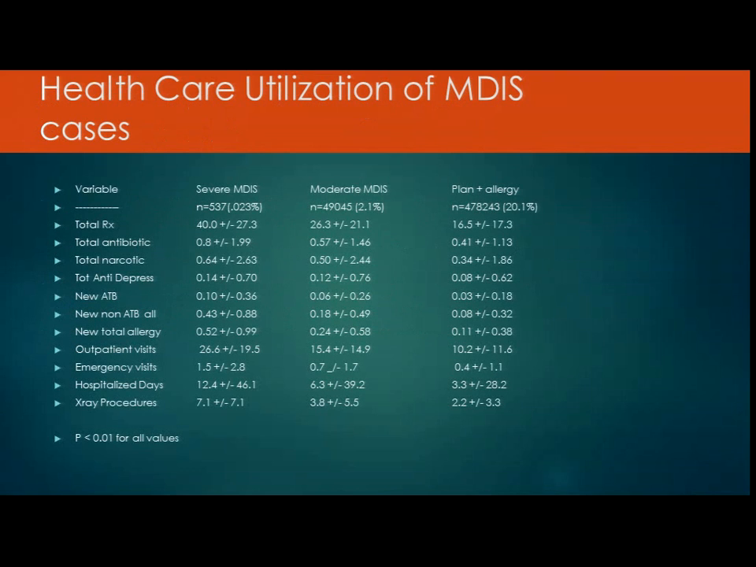So if you look at the healthcare utilization of these patients, if you look at the severe MDIS patients, again, it's 530 out of 478,000 people. Total prescriptions, the severe group had 40 during the year, the moderate group had 26, and the regular patients had 16. If you look at total number of antibiotics, it was 1 versus 0.6 versus 0.4. Narcotics, every group, the p-value is less than 0.01. For antidepressants, new antibiotics, new other drugs, non-antibiotics, total visits, outpatient visits, emergency room visits, hospitalization days, x-rays, every one of these variables just says that these are high utilizers and basically highly into the system.